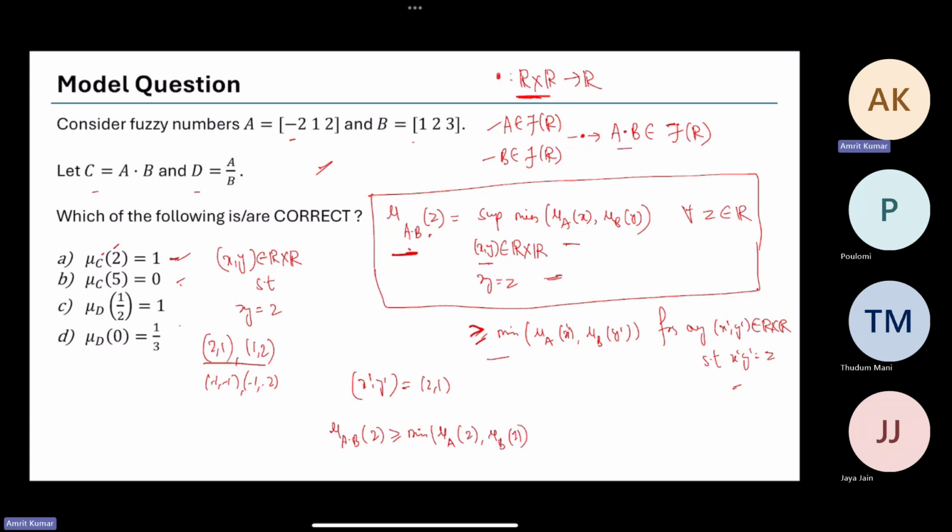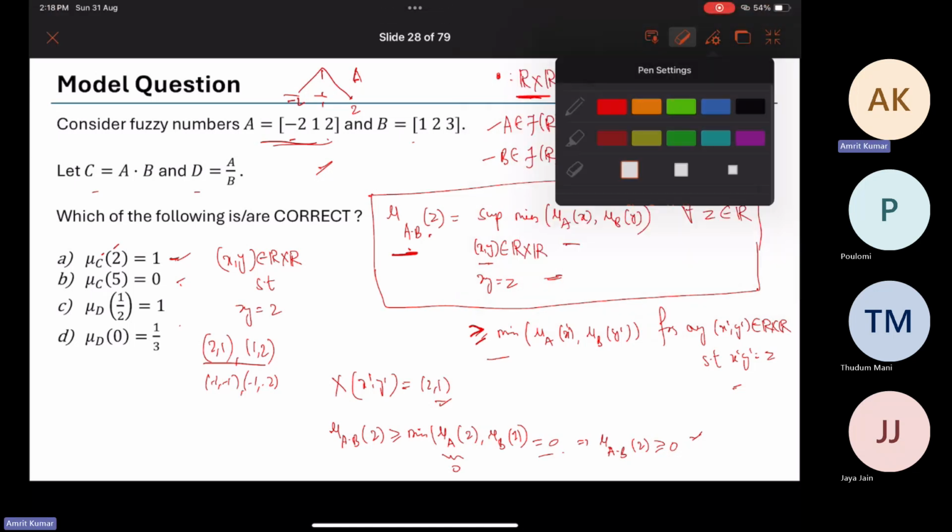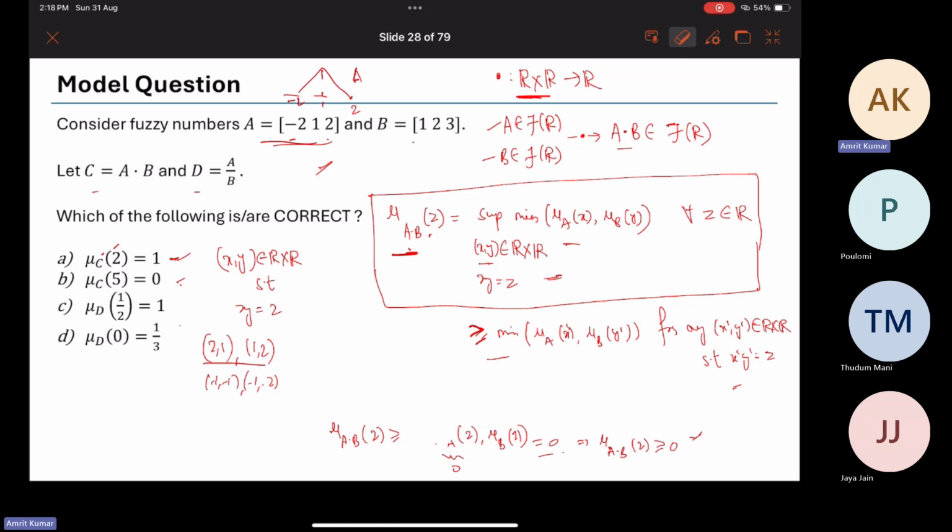now what is the membership function of 2 in A? Now A is our triangular number minus 2, 1, 2. So it looks something like this, minus 2, 1, and 2. But the membership function of 2 in A will be 0. This whole quantity is 0. So by using this particular pair, we arrive at the fact that the membership function of 2 in A dot B is greater than or equal to 0. So that is anyways known. So this pair is not helpful. Okay. So maybe let us try the second pair and see if it can give us something useful.